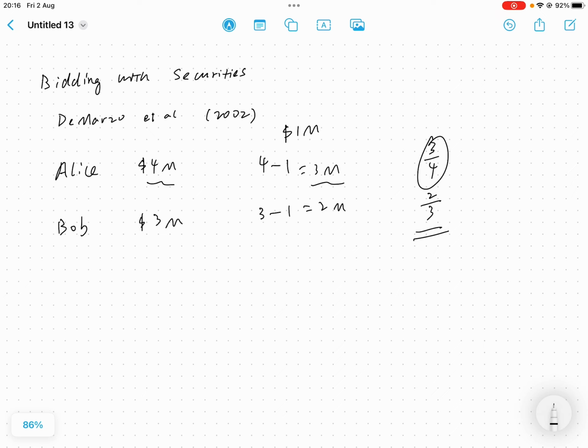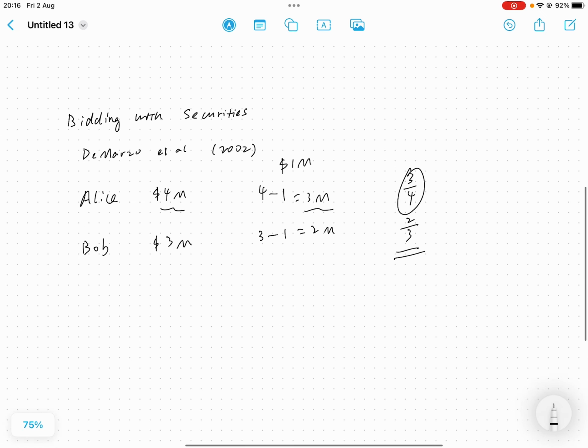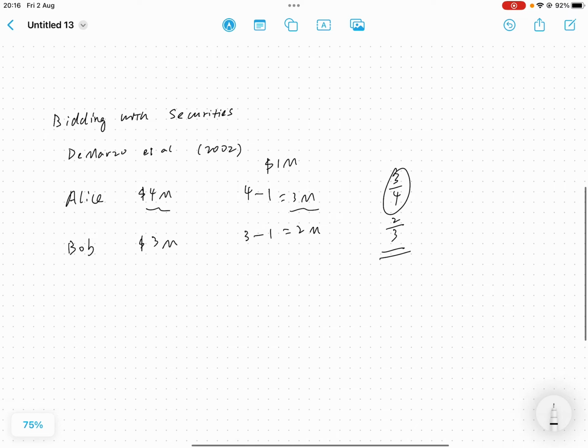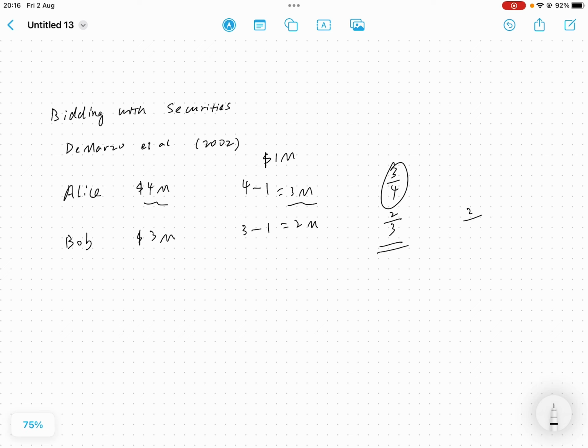Finally, this means that it yields a higher payoff for the seller. How do we see that? It's simple. We simply use 2/3 multiplied by 4 million.